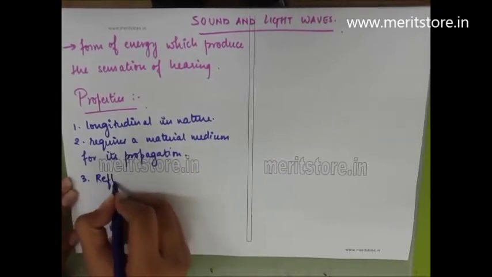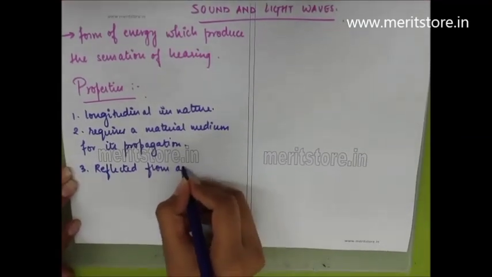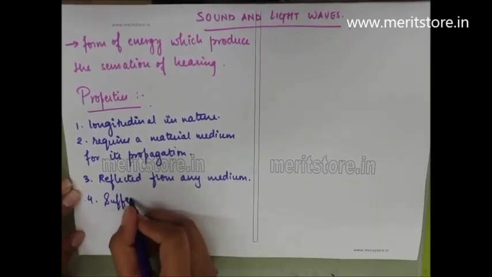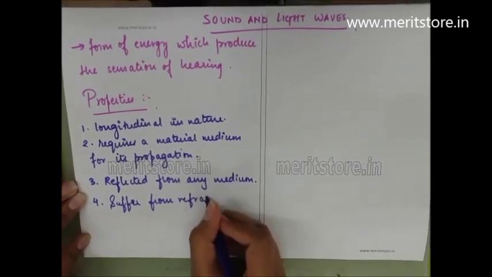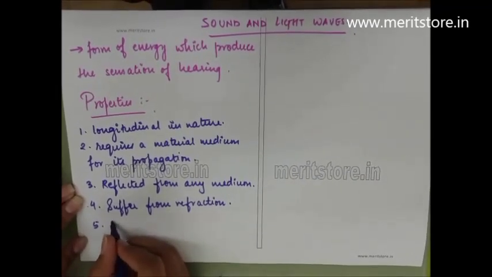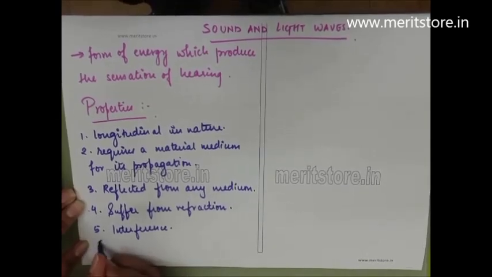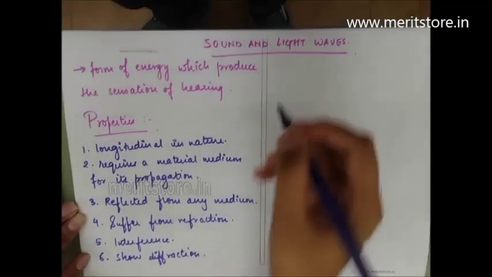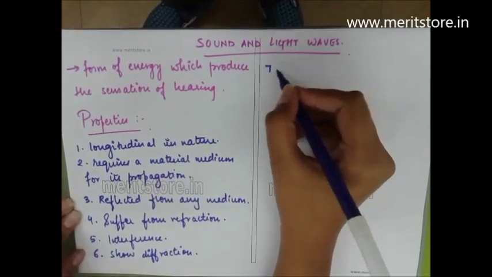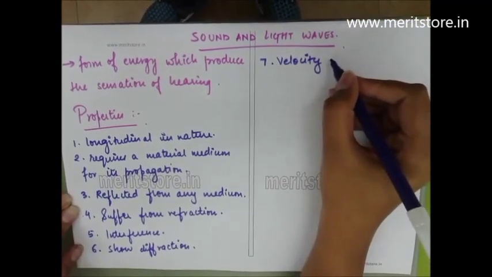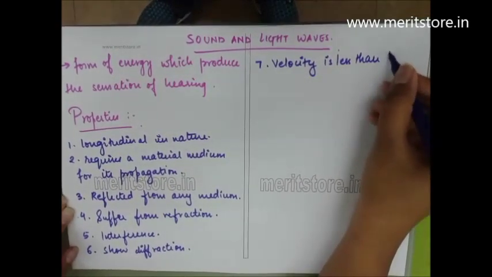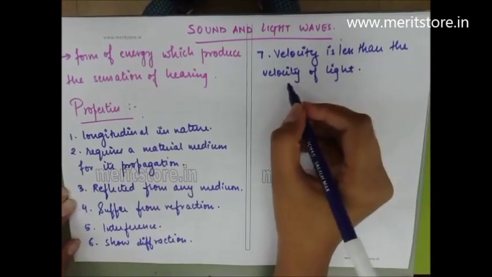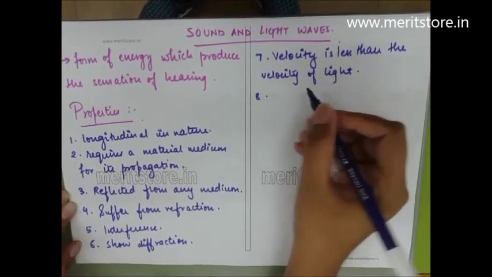They can be deflected from any medium. They suffer from diffraction. They also show the phenomena of interference. They have the property of diffraction as well. Sound propagates with velocity much smaller than the velocity of light. The sound gets absorbed in the medium through which it passes.